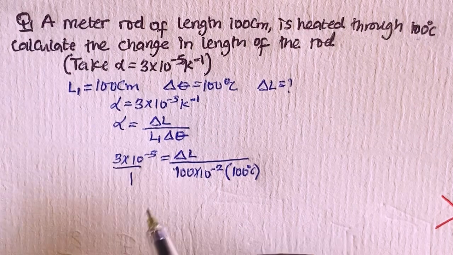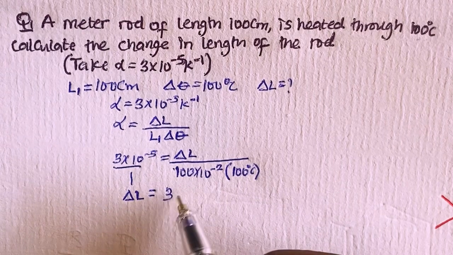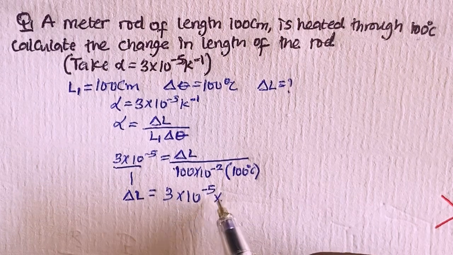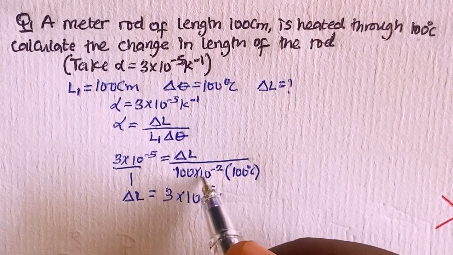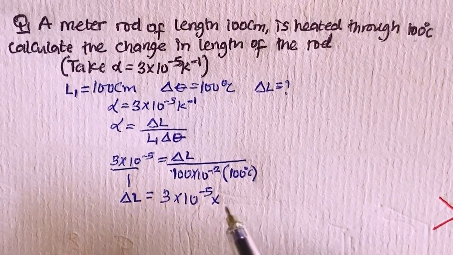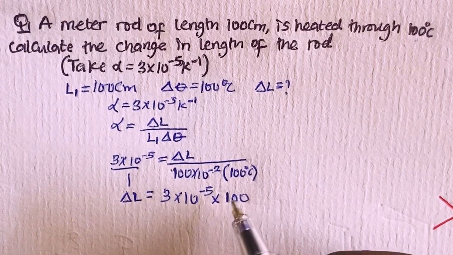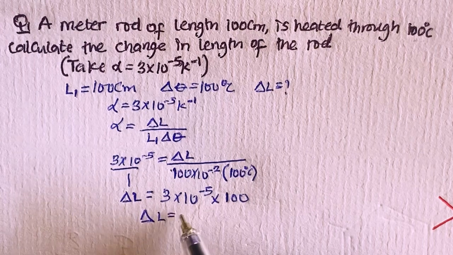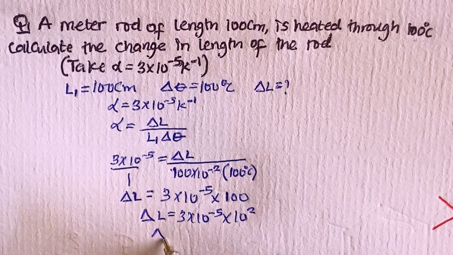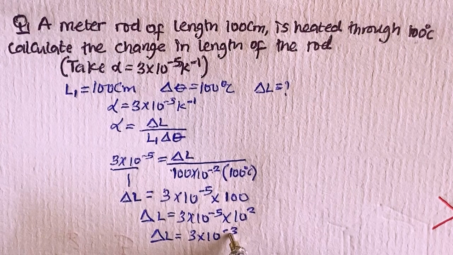Then I make delta L the subject of the formula, so delta L equals 3 times 10 raised to the power minus 5, times 1, because 100 times 10 raised to the power minus 2 is actually 1. Then multiplied by 100. So delta L equals 3 times 10 raised to the power minus 5, times 10 raised to the power 2, which gives delta L equals 3 times 10 raised to the power minus 3.